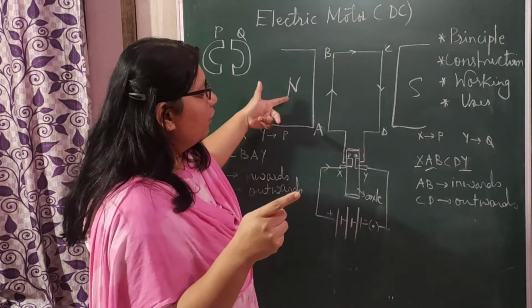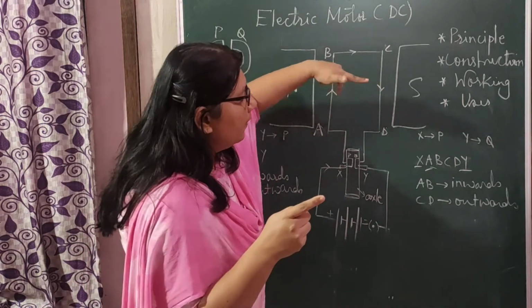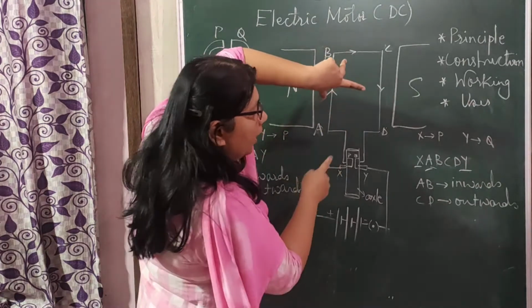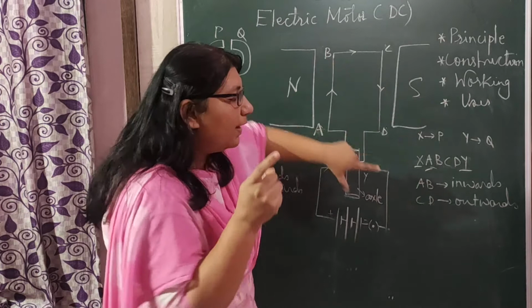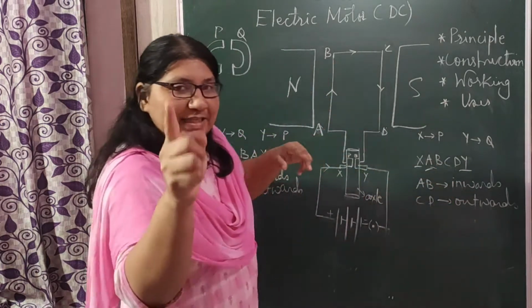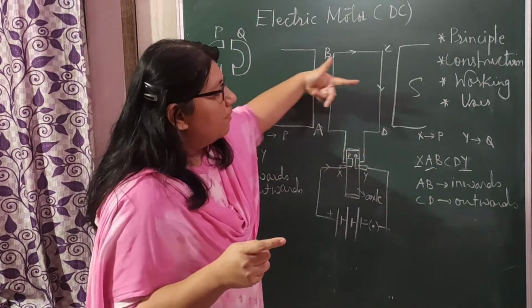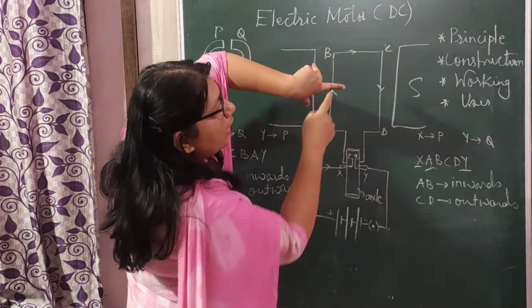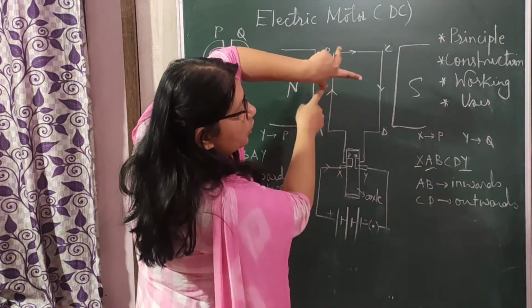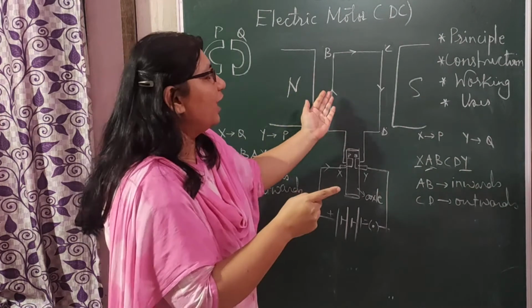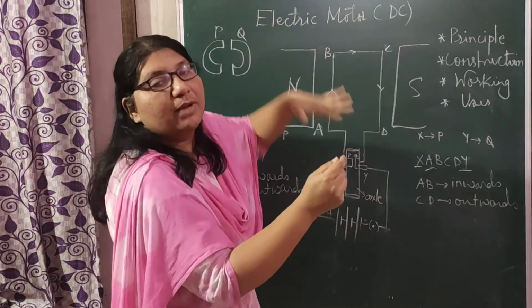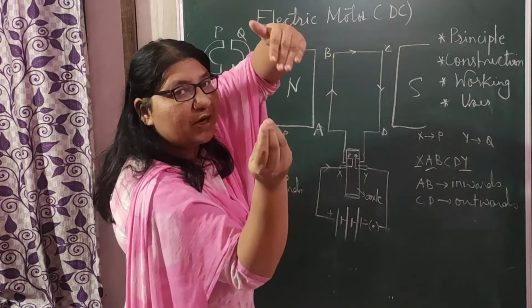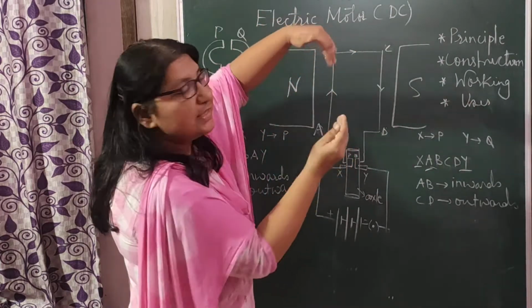So let us see. From north to south, magnetic field. Current from A to B. The force on AB section of the coil will be inwards. See again, children. Magnetic field, current, force would be inward. That means this part of the coil will move inwards of the board. Imagine on the board, if it is square, it will move inwards.